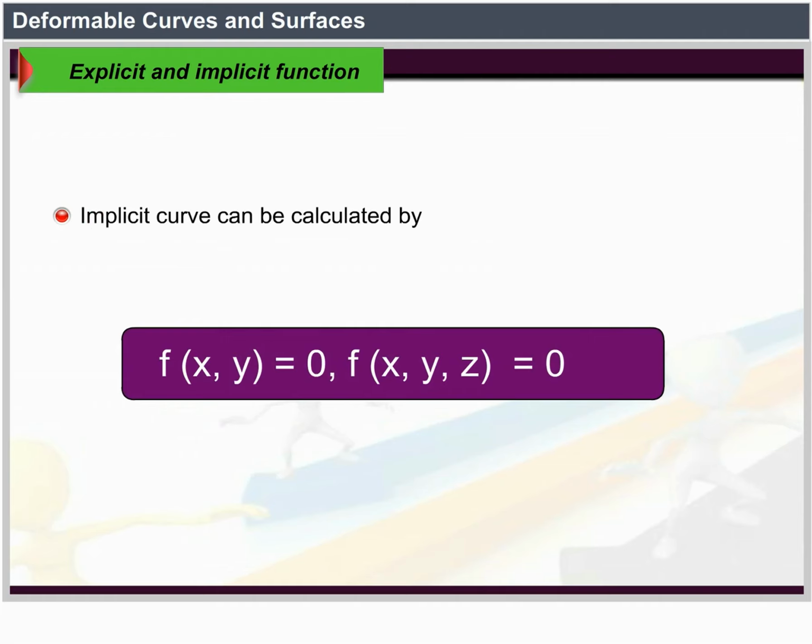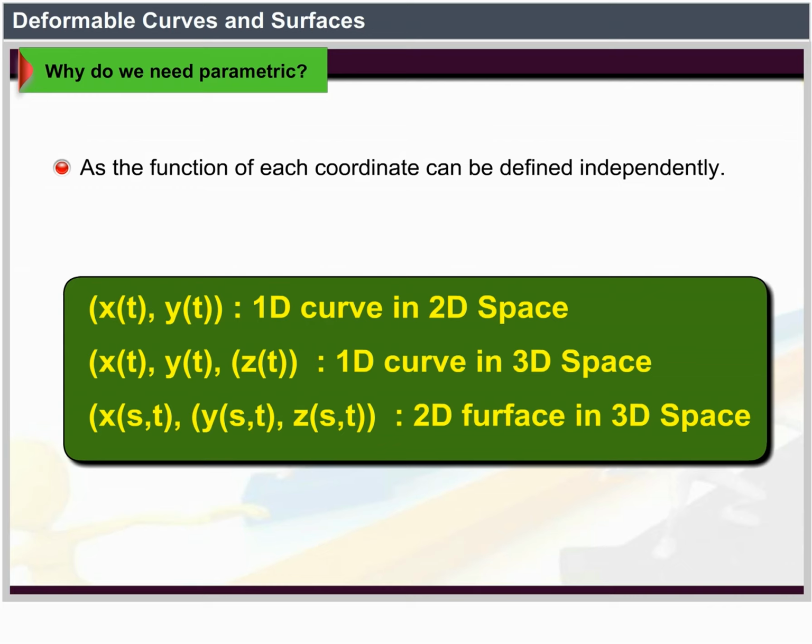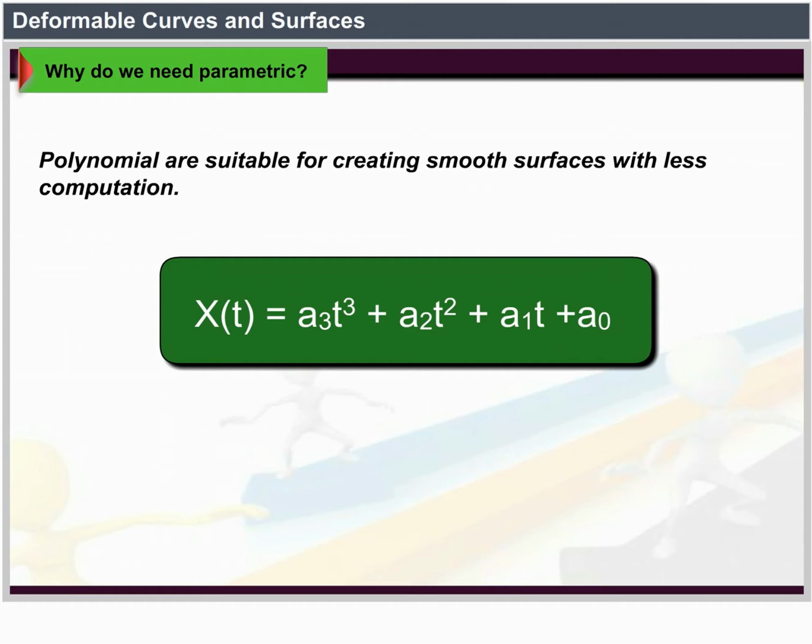Why parametric? It is simple and flexible. The function of each coordinate can be defined independently. X of t, y of t is 1D curve in 2D space. X of t, y of t, z of t is 1D curve in 3D space. X of s, t, y of s, t, z of s, t is 2D surface in 3D space. Polynomials are suitable for creating smooth surfaces with less computation. X of t equals a3t cubed plus a2t squared plus a1t plus a0.